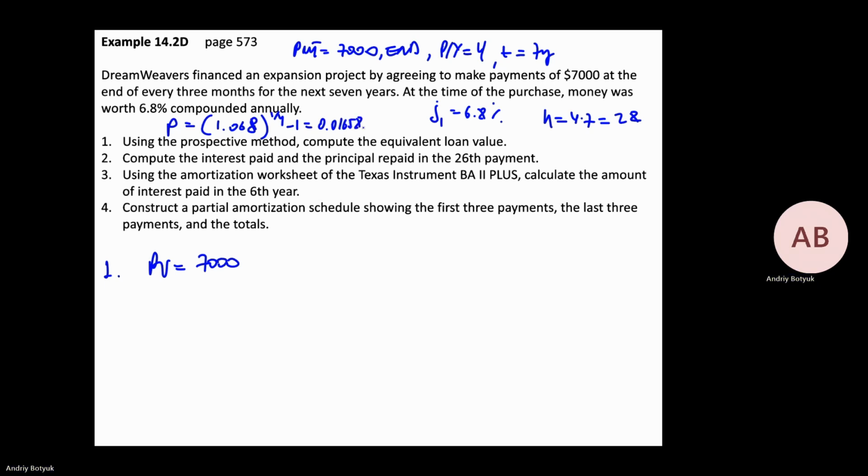0.01658, 2931. That's P. So 1 minus 1.01658, 2931. Exponent would be 28, right? Negative.